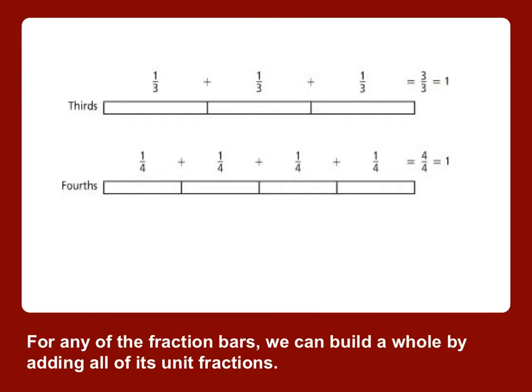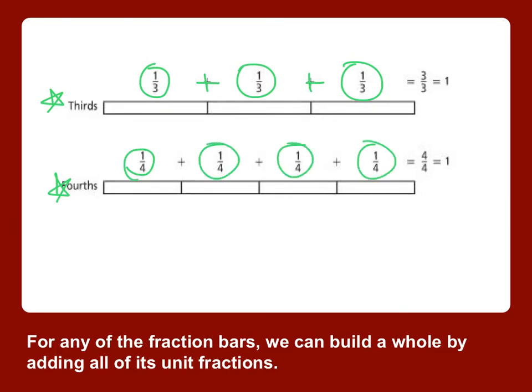Here are 2 examples. For the thirds bar, each of the pieces is 1/3. There are 3 of them. If you add all of the thirds, you'll end up with 3 total thirds. 3/3 is equal to 1 whole. Same thing with fourths. Each of the pieces is 1 of 4 equal parts. If we add 4 fourths, we get a total of 4 fourths, which is the same as 1 whole. So for any of the fraction bars, we can build a whole by adding all of its unit fractions.